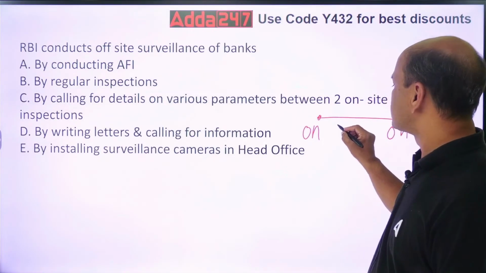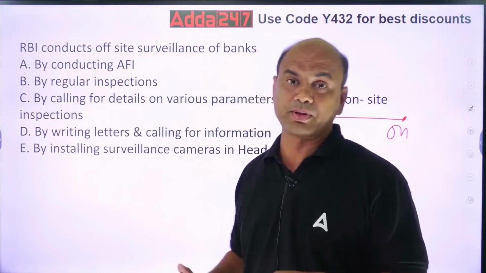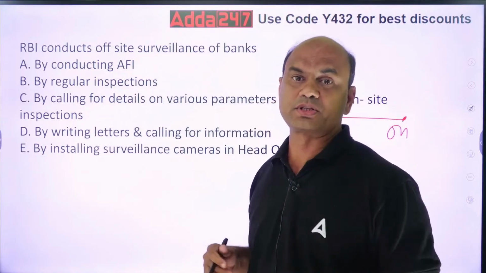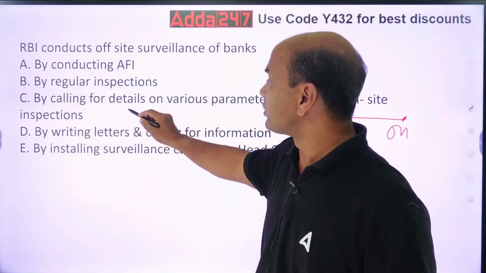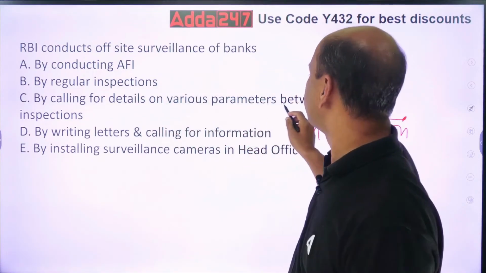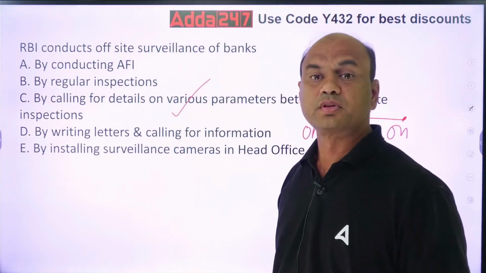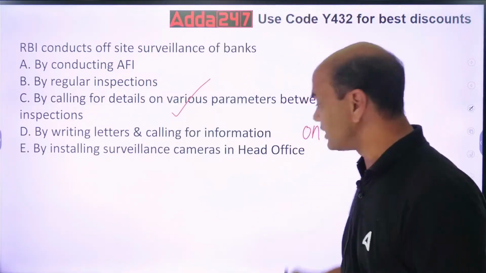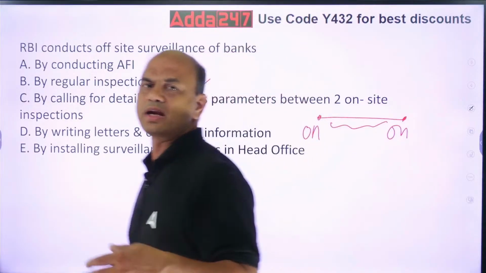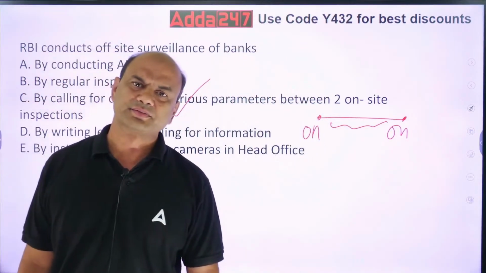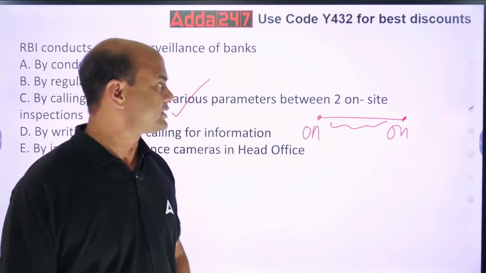In between, to check the quality of the assets. Now, year to year is a big period. So in between, if they have to check, what will they do? They'll call for the documentation, calling for the details on various parameters between two on-site inspections. Documents are called in the RBI's office. Nowadays we have software. Banks are told directly to upload the documents. So this is off-site. Got it?